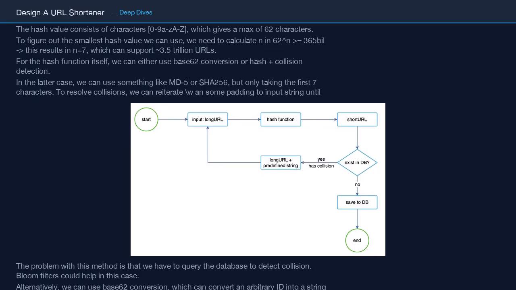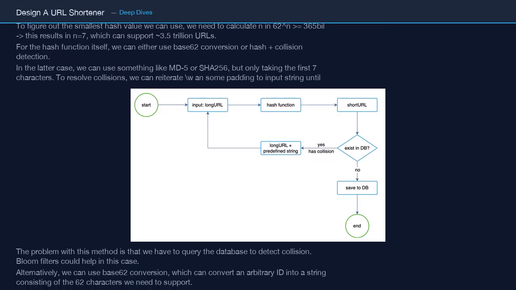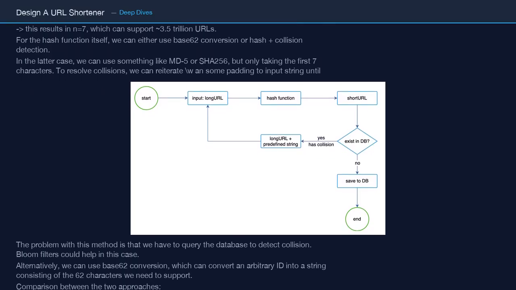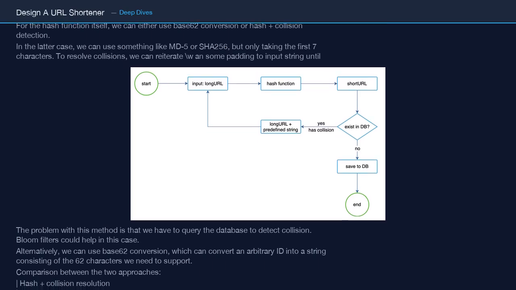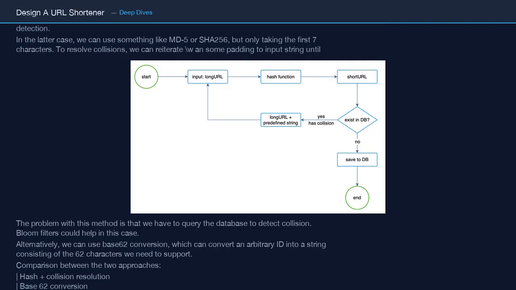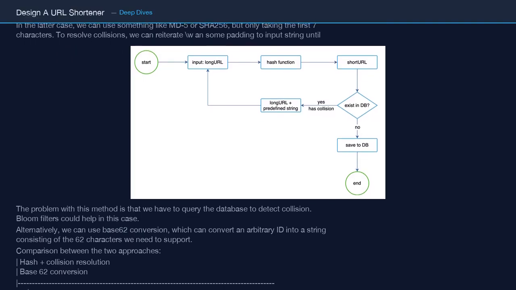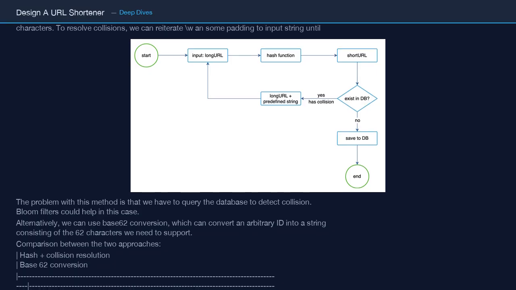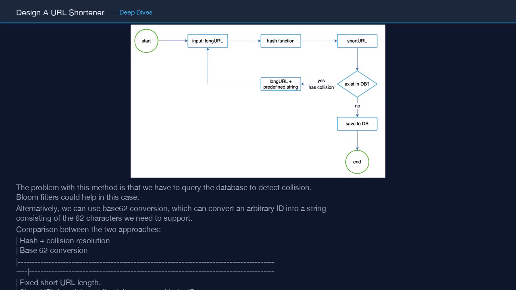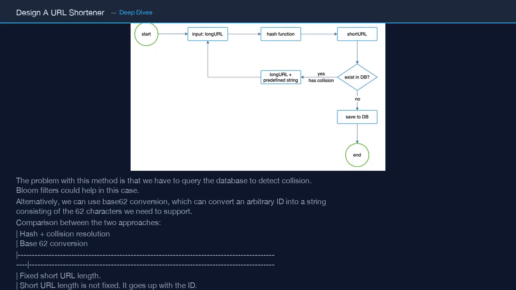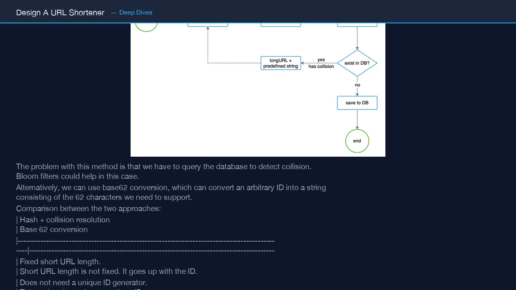Our short URLs will be made up of characters from 0 to 9, lowercase a to z, and uppercase A to Z. That gives us 62 possible characters per position. To figure out the minimum length we need, we solve for n in 62 to the power of n being greater than or equal to 365 billion. That gives us n equals 7, and a 7-character hash can support roughly 3.5 trillion URLs, which gives us plenty of headroom.